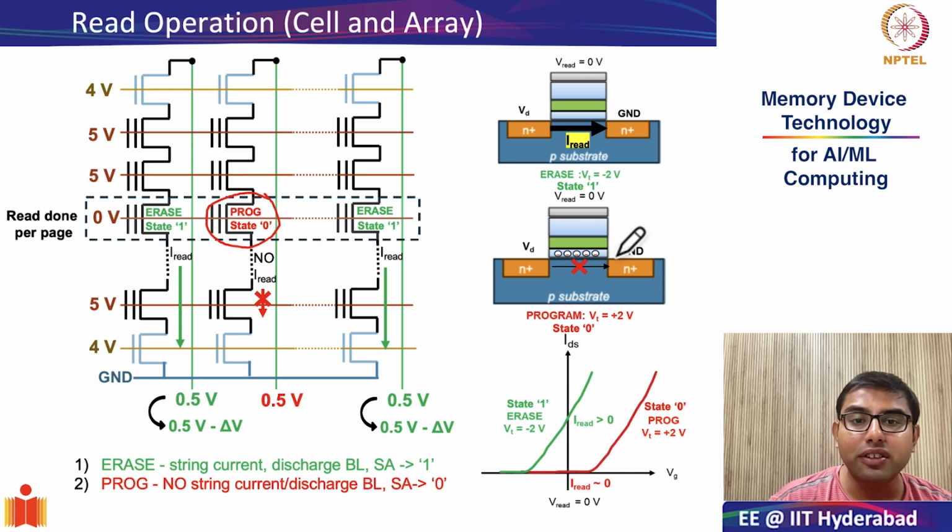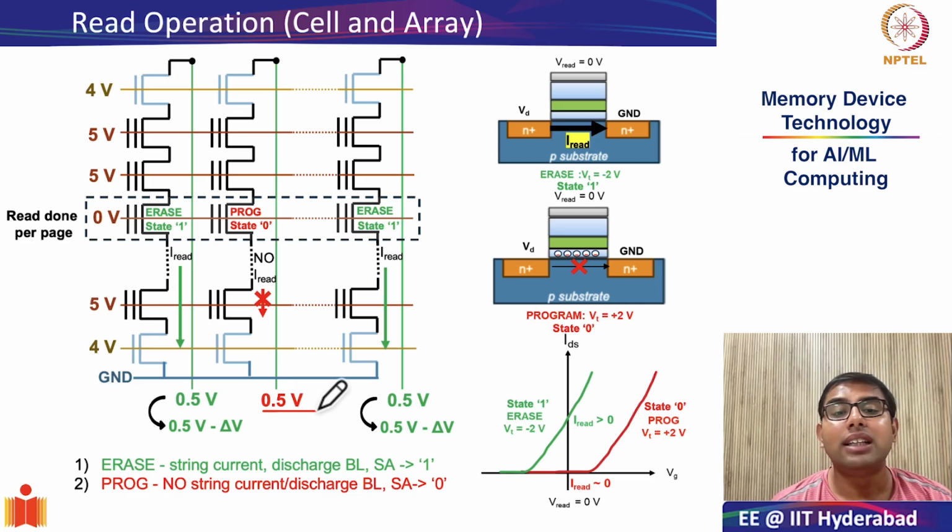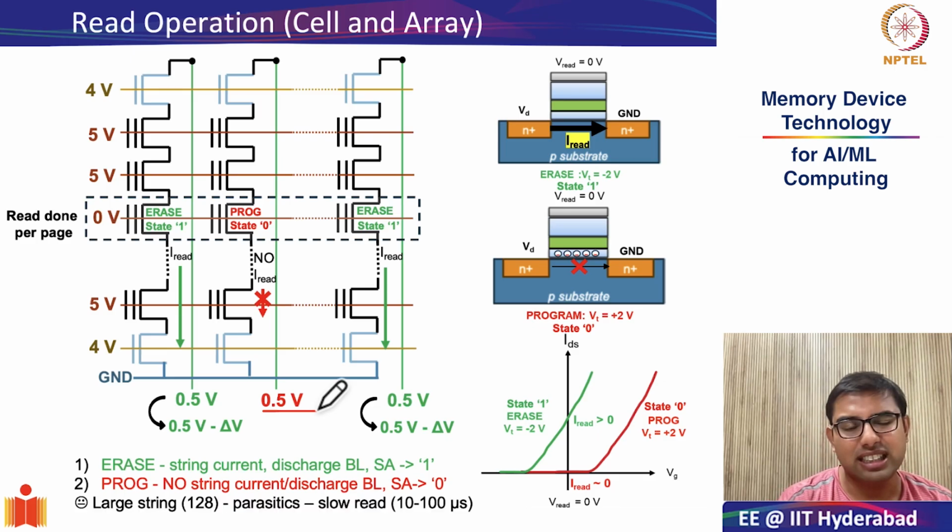Since the respective cell is in off condition, it will not allow any read current to flow through this particular string. It will block the read current in this particular string, and therefore there will be no discharge of the bit line in the second string, and as a result the sense amplifier in the external circuitry will read out a 0.